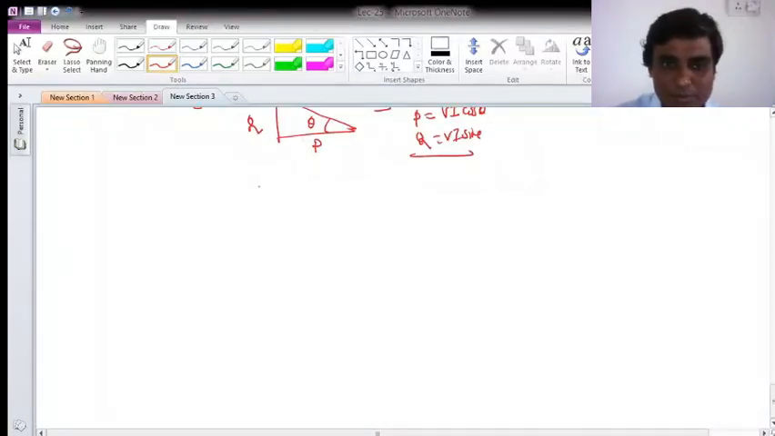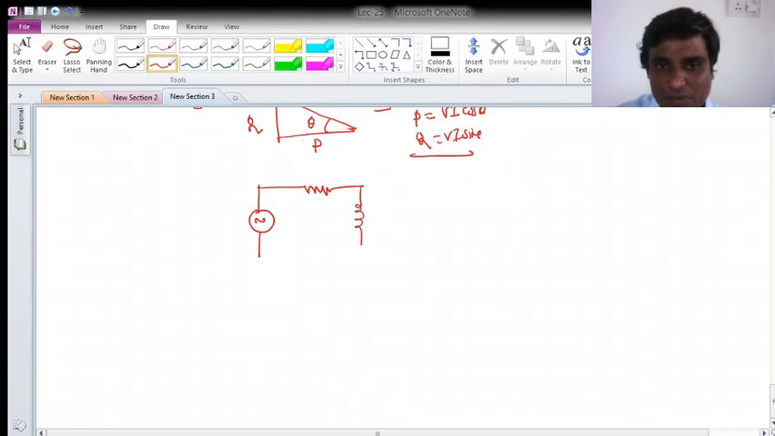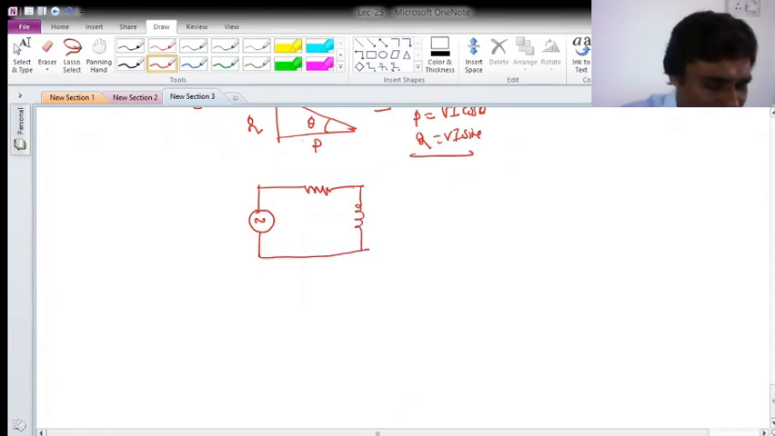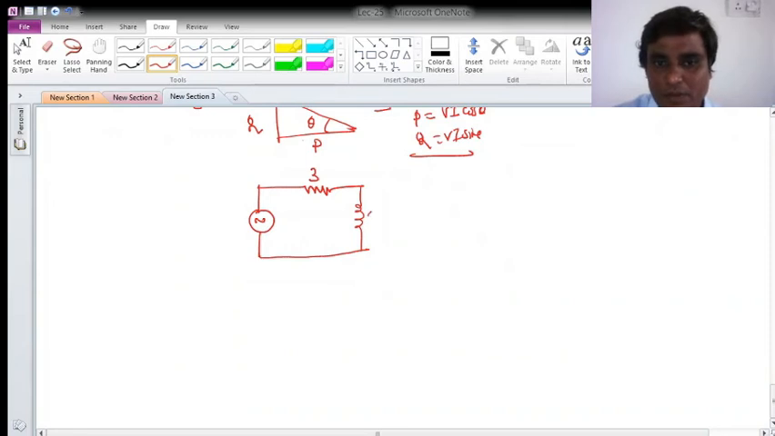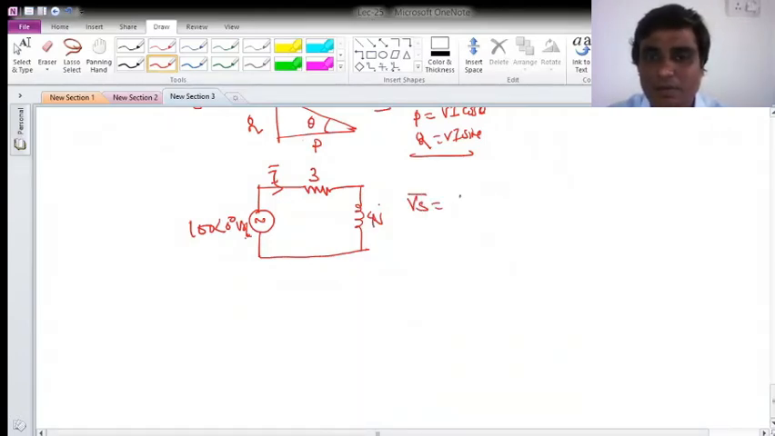Now to compute the complex power, let us take the same circuit which consists of sinusoidal excitation with the same RL load. What was the value? That is 3 + 4j, and the supply was 100 with angle 0 degree volts. This is my I phasor, and we already computed this.